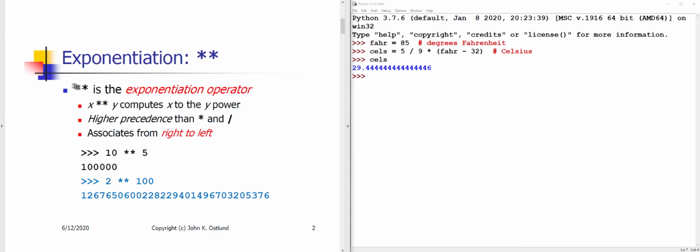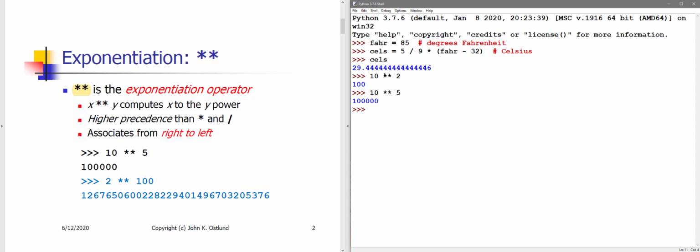The next operator we're going to introduce is the exponentiation operator, star star. If you have a value followed by star star and then another value, x star star y, that computes x to the power of y. So if I say 10 star star, well, let me use just 2 to begin with, that computes 10 squared, which is 100. 10 star star 5 is 10 to the 5th power, which is 100,000. I can compute 2 to the 100th power. Now that's a big number.